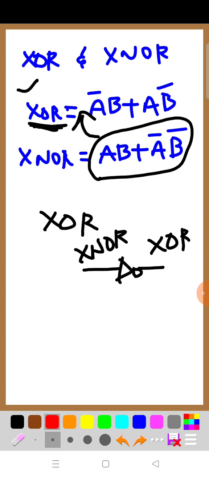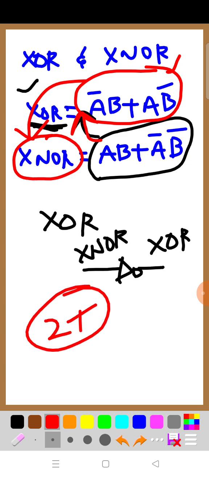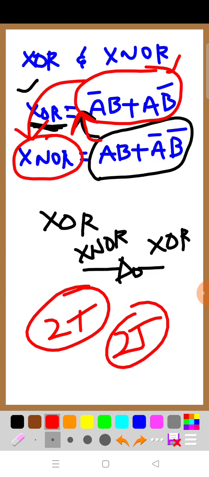That means if you want to design an XOR gate, you have to use the Boolean expression of XNOR, then it becomes an XOR. Similarly, if you want to design an XNOR gate, use the Boolean expression of XOR, then it becomes what? XNOR. Okay, it is one type of method. If you use this method, two transistors are going to be reduced. Otherwise, you are adding two transistors extra for your design. I hope you are clear.